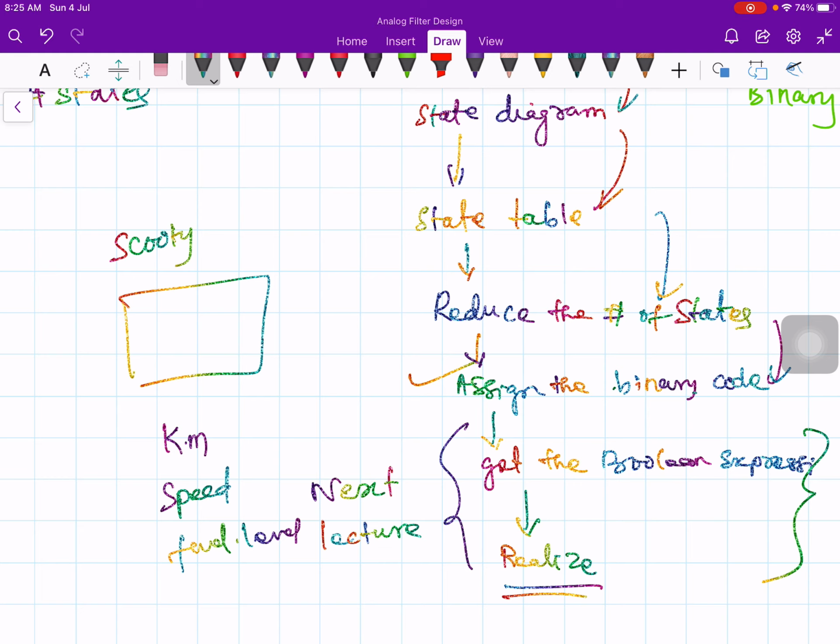So a sequential circuit is a combination of flip-flops and combinational circuits. So everywhere this circuit will come. We will study this in the next lecture. Thank you very much. Let me stop here.